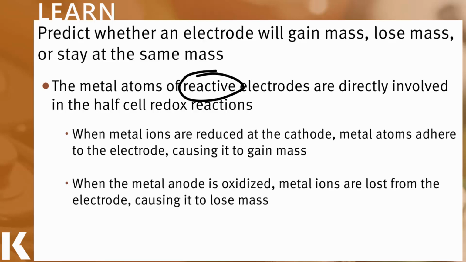On the other half of a galvanic cell, the anode side, when a reactive electrode is being oxidized and loses metal ions, that means the ions are leaving, going into solution, and therefore the electrode will lose mass. So for a reactive electrode, in summary, at the cathode, the electrode gains mass. At the anode, the electrode loses mass.